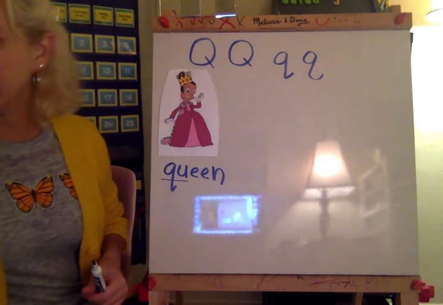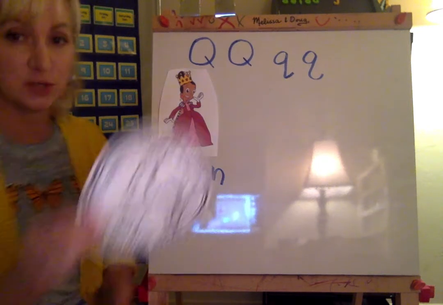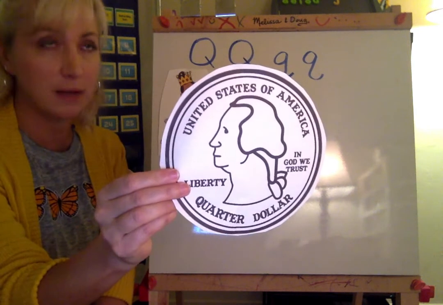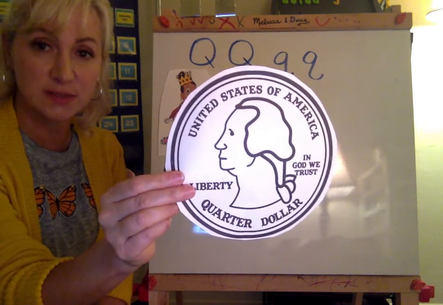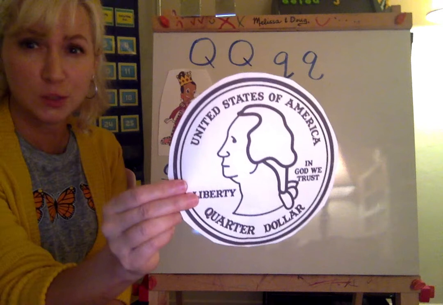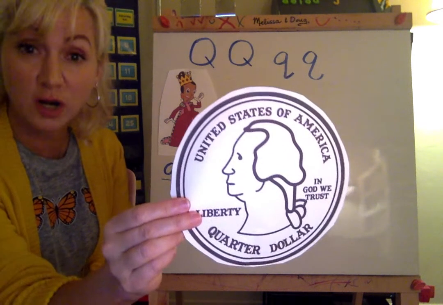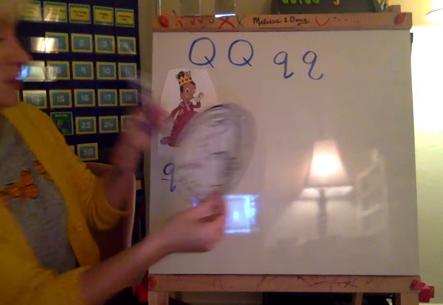All right, my next Q word that I would like us to look at, this is going to be an easy one too. So this is a coin. We see it all the time. It's the biggest of the coins that we see most of the time. It's worth 25 cents. Do you know what it is? It is a quarter. Quarter begins with Q.